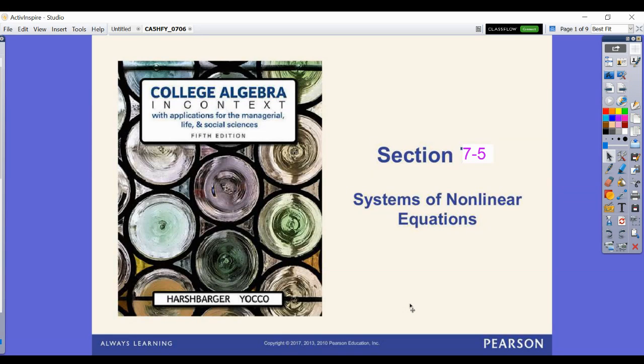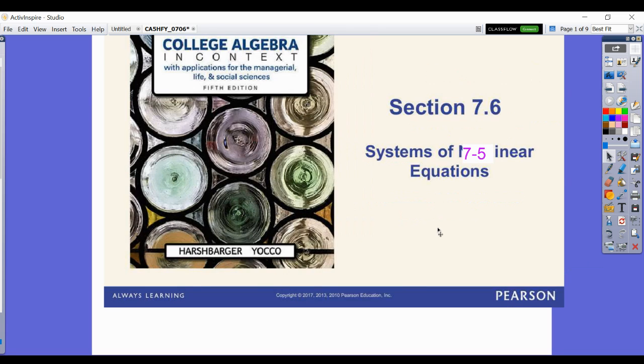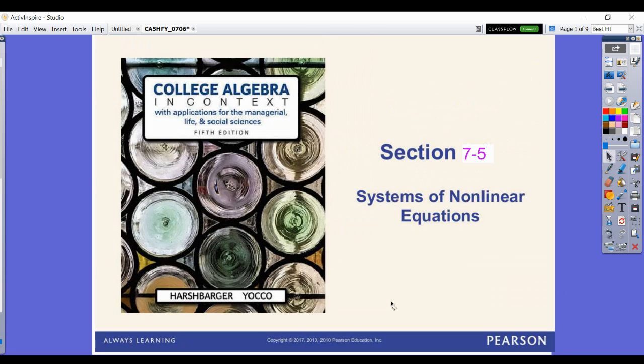Here is section 7.5 for college algebra, and we are going to be looking at systems of nonlinear equations. This was 7.6 in the newer textbook, but I changed it all around. So anyway, this is lesson 7.5. That's what you need to know. We are going to solve systems of nonlinear equations.